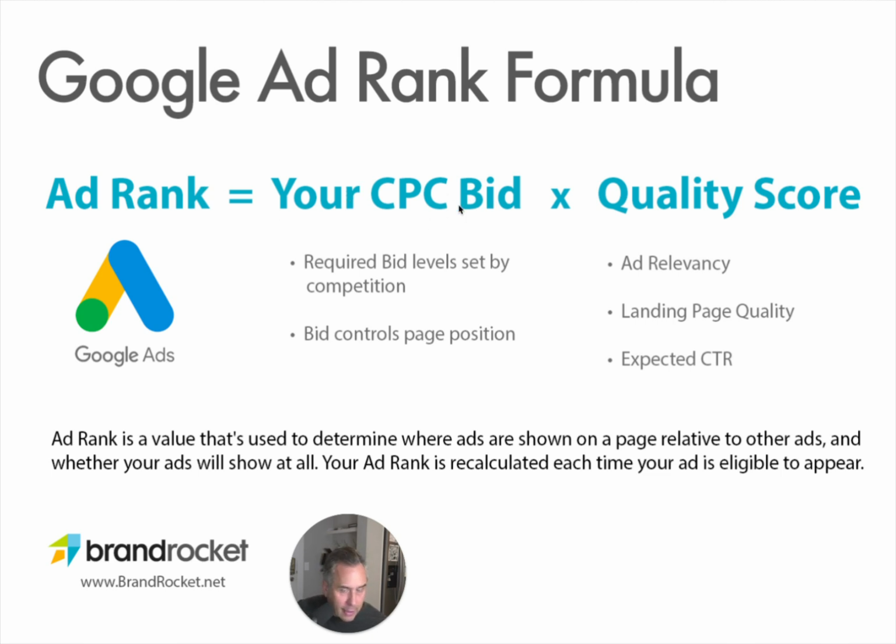CPC bid is easy enough to understand. It's what you're willing to bid for the keyword, right? And by the way, this formula happens in a split second. Every time somebody searches cardiologist near me, best cardiologist in city name, top ranked, whatever it is, that happens instantaneously, right? And whoever gets the highest ad rank determines page position. And page position is a lot of times everything, for sure, for the aforementioned reasons that I shared with you. Okay, so let's take a look at quality score.